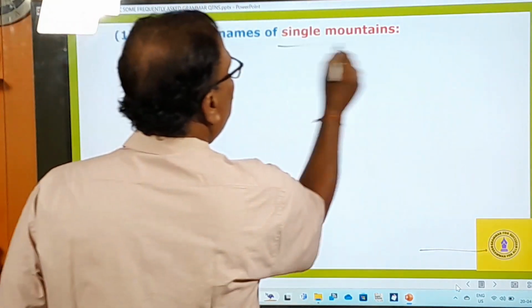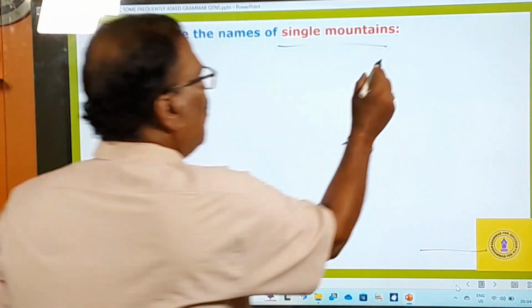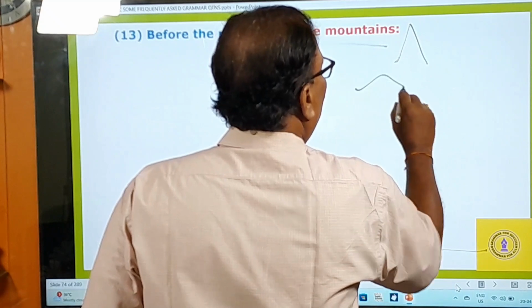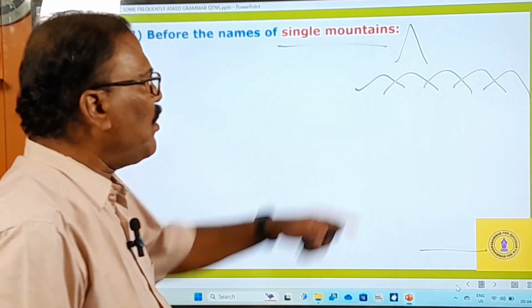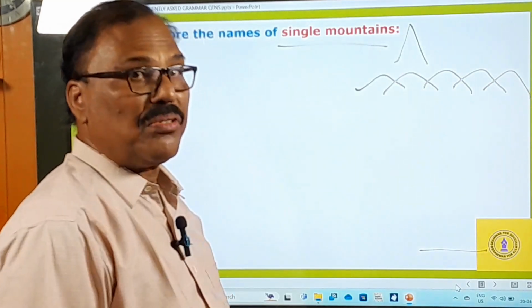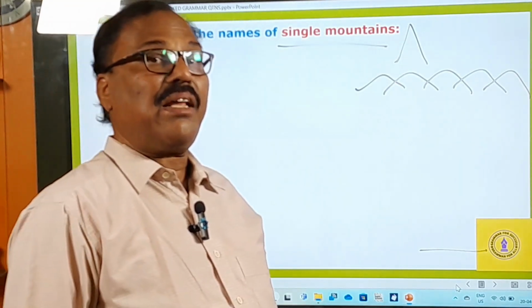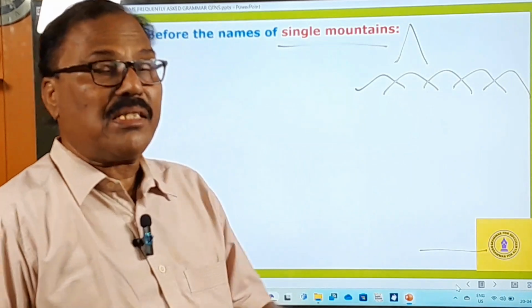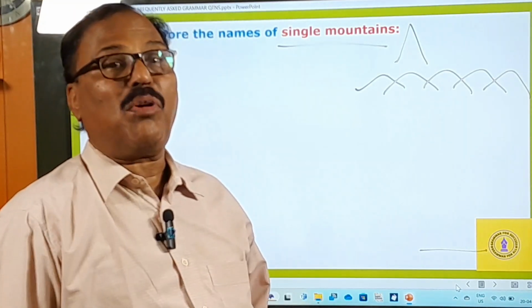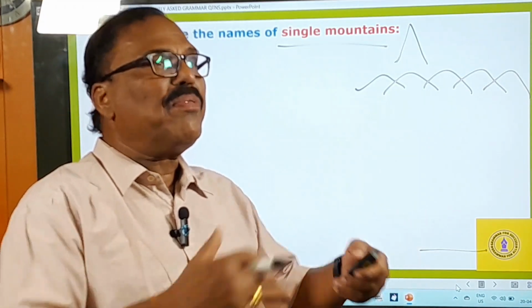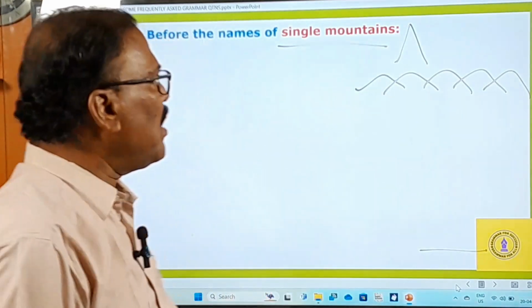The 13th one: before the names of single mountains. The mountain must be only one. Before the names of mountain ranges, you can use the definite article, but before the names of a single mountain, you should not use any article. For example, Everest is a single mountain. South Col is a single mountain. Mont Blanc is a single mountain. Kanchenjunga is a single mountain. Mount Abu is single. Before the names of single mountains, we should not use any article.